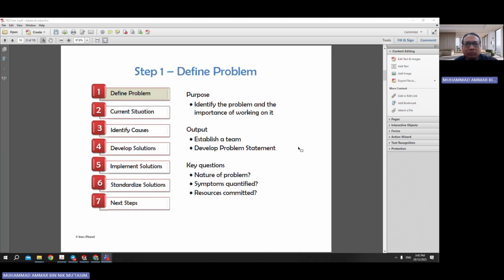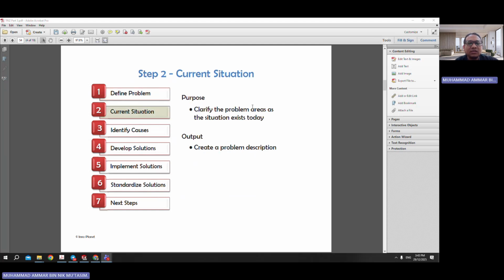What is the nature of the problem? The internet is usually out due to what nature of the problem? The internet is slow due to what nature of the problem? And the internet is sometimes fast and sometimes slow due to what nature of the problem? So we need to find the symptoms and resources to solve this problem.